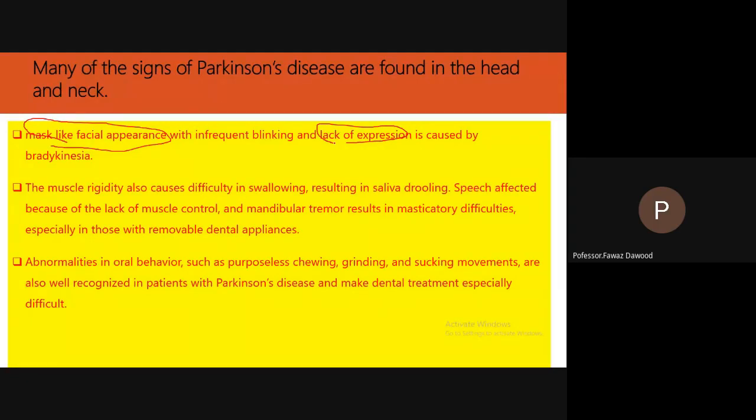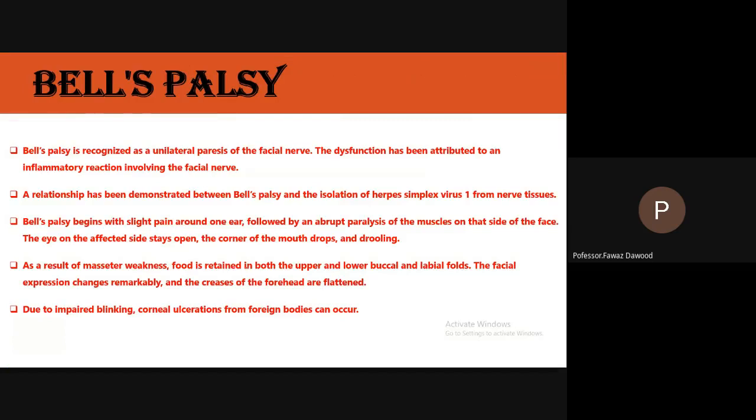Even though the patient is attending to you, we have saliva, difficulty in swallowing, and even mandibular tremor, and those types of patients may have difficulty in speech. And these are the other abnormalities in the oral behavior. Chewing, grinding, and psychic movement are going to be affected also.